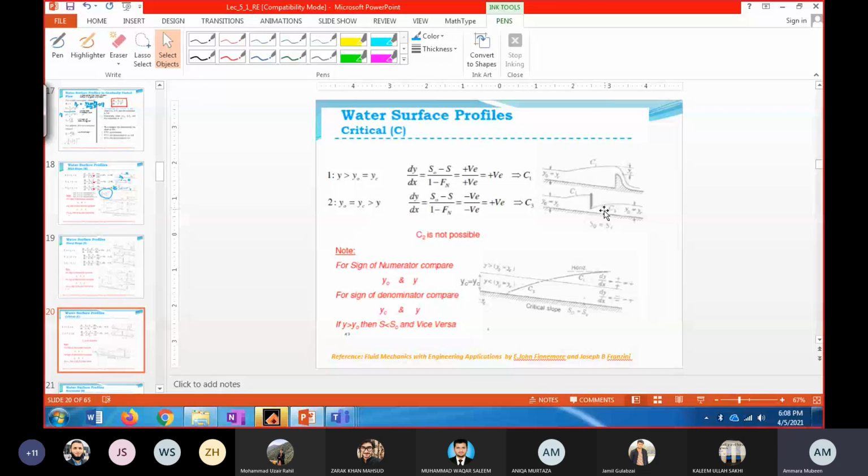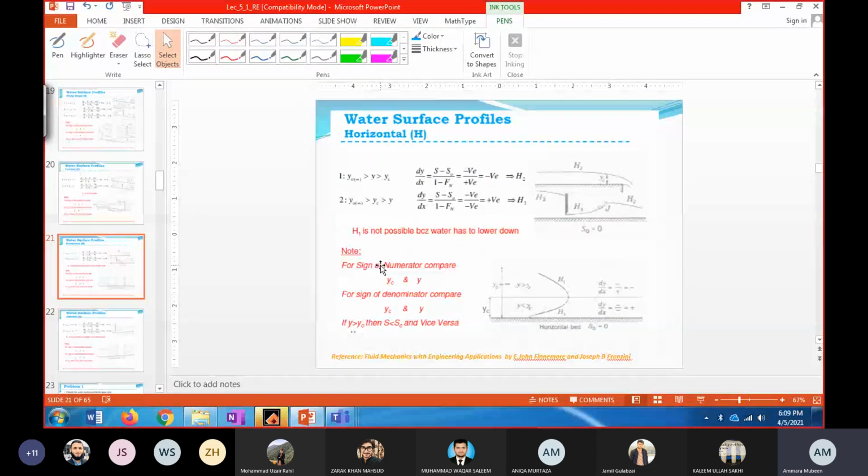C3 would be when the depth of flow is in zone 3. There can be zone 1 and zone 3 only, as zone 2 is merged. Why merged? Because y naught is equal to yc. And the same criteria would be used to determine the slope of the water surface profile.